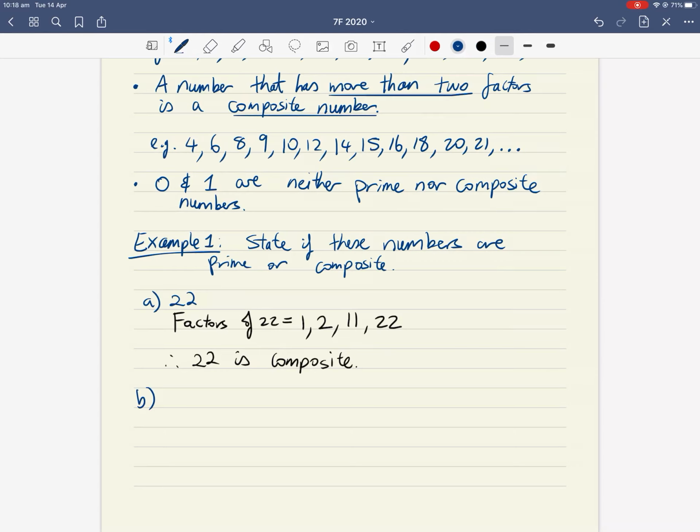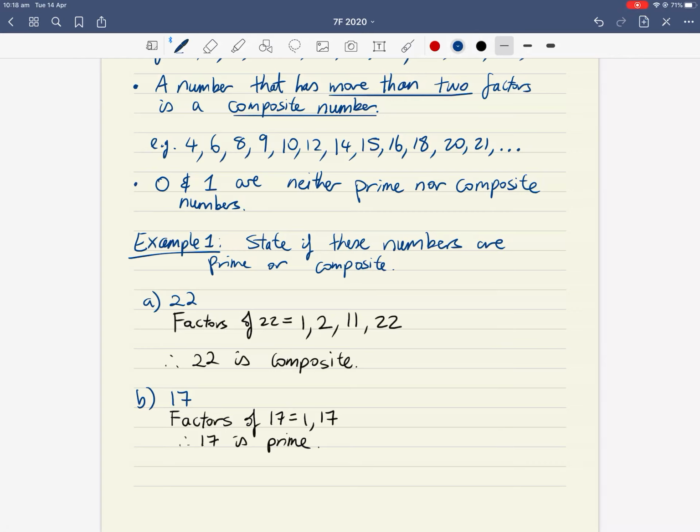Let's try the number 17. So again, you explain your reasoning by listing out your factors of the number. So factors of 17: 1 and itself, because no other whole number goes into 17 perfectly. So because there's only 2 factors for 17, therefore 17 is prime.